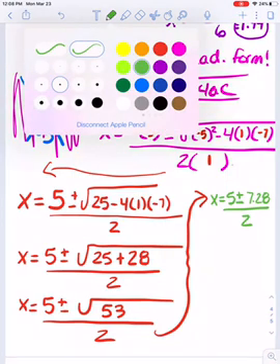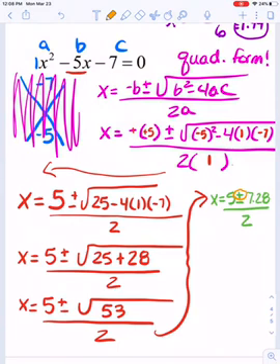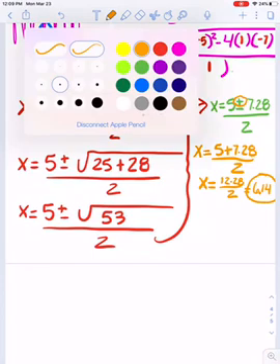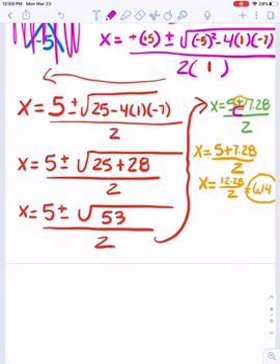From here, I can go ahead and find my two answers. So if I start with adding first, I get x equals 5 plus 7.28 over 2. So it looks like x is going to equal, if I just take 5 plus 7.28, I'm going to get 12.28 divided by 2. So it looks like here, x is going to be 6.14. One of my solutions, 6.14.